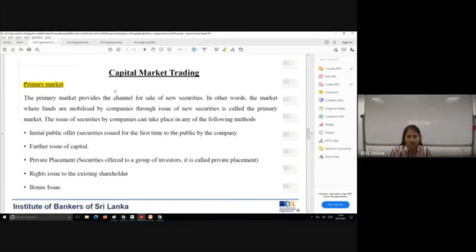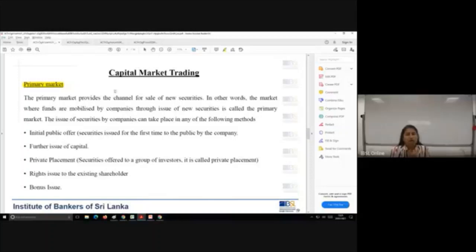Then you have further issue of capital. There, X company, which is already in the Colombo Stock Exchange and has already issued shares in the market, is now issuing shares to the market again. But the shares they issue were not held by them or by anybody else. Those are brand new shares. They are going to be issued again, maybe for a similar price. Those are additional share issues. That's another way that the issue of security can be done in the primary market.